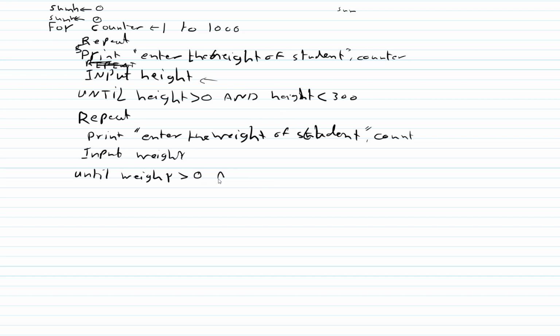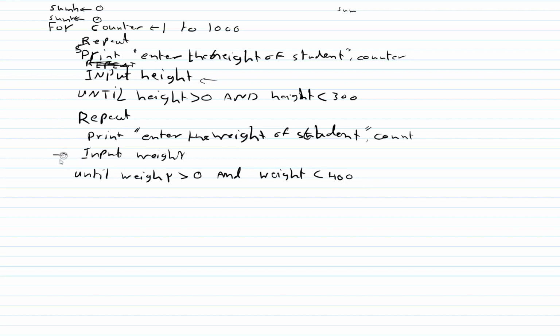So the same thing here for the weight. We can put and weight is less than 300 or 400. So this is more logical. And we call this validation.